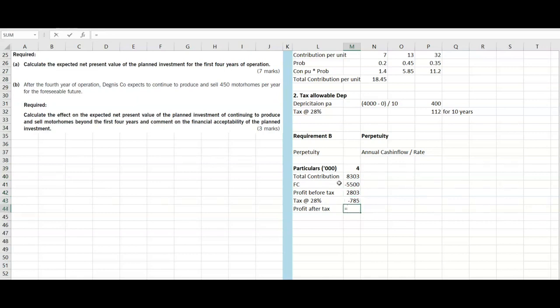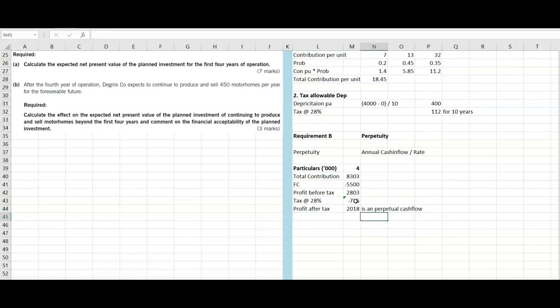So what is the profit after tax? The profit after tax is the addition of two numbers, the profit before tax and the tax. So the answer comes to 2018. So this 2018 is going to come on a recurring basis for the foreseeable future. So if we want to find out the foreseeable future, then we have to find out the perpetuity. So this 2018 is a perpetual cash flow. So it's going to keep on coming. So we have to find out what's the value of it.